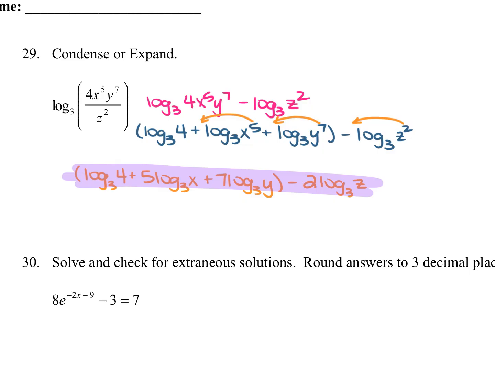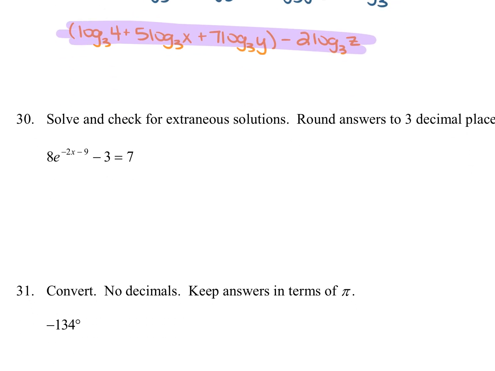Next, we're going to look at number 60 from your review. You have 8e to the power of negative 2x minus 9 minus 3 is equal to 7. The whole idea is to isolate the e first. So we're going to move the 3 over, adding it to both sides to give us 8e to the power of negative 2x minus 9 is equal to 10.